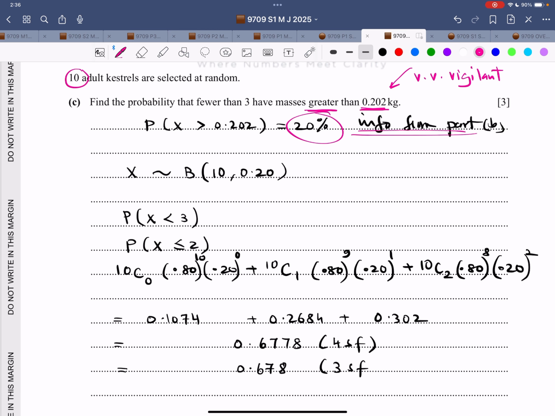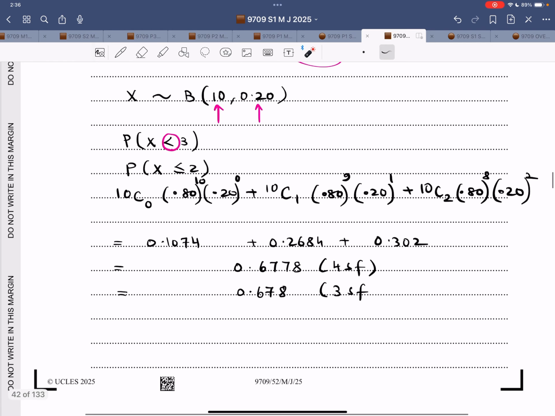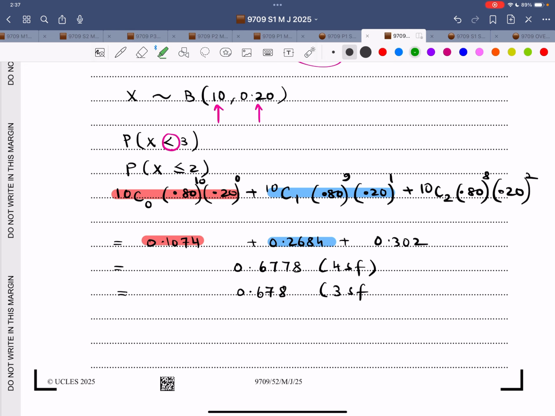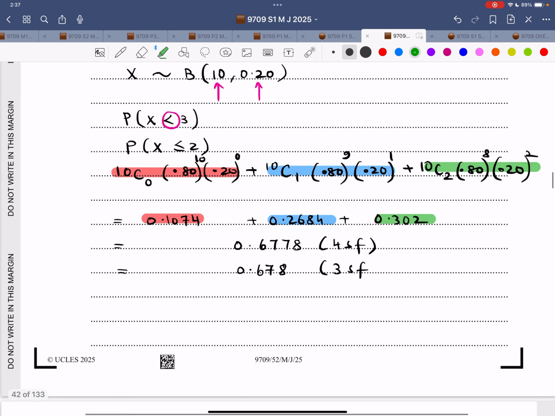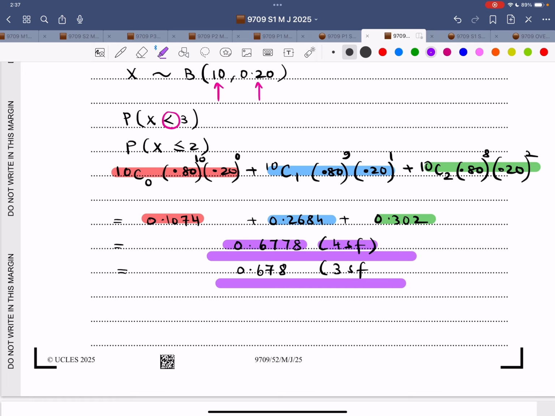Now, since the number of trials is given, this is N, this is probability of success. Lesser than 3 does not include 3, so lesser than or equal to 2. That is 10C0, success raised to power of 0, failure raised to power of 10. 10C1, probability of success raised to power of 1, probability of failure raised to power of 9. And similarly, you obtain this. Write each answer separately. So now this thing over here, this is the answer. This thing over here, this is the answer. This thing over here, this is the answer. Show all steps. And then you add it up. This is 4SF, and then the final answer is this one. That is how it's done and dusted.